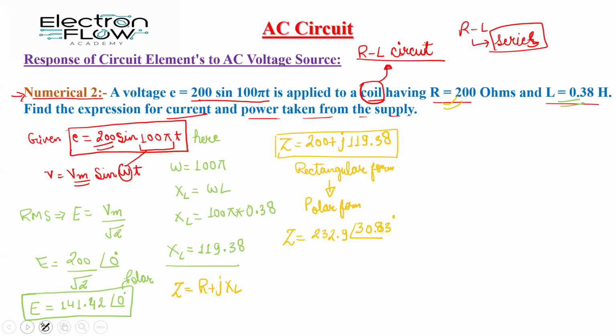Here, in order to find the current, mainly we need two things. First is the RMS value of the voltage, divided by the impedance. This is how we can calculate the value of the current. The RMS value of the voltage is 141.42, as we have calculated, and the other value we require is the impedance, which we have calculated like this.